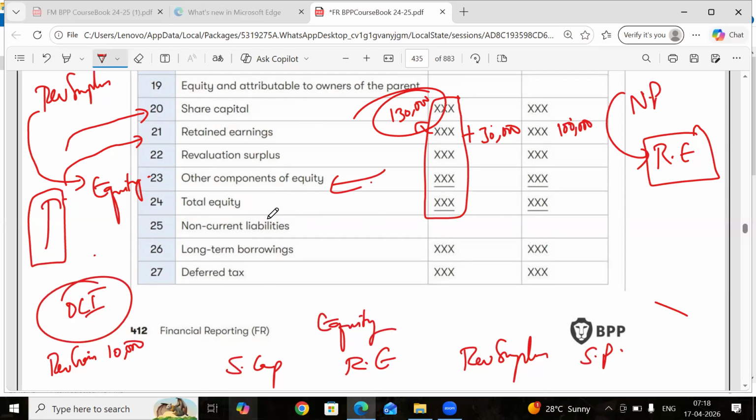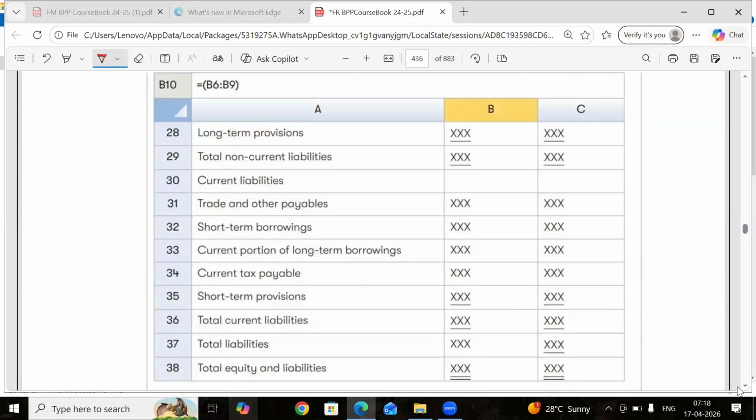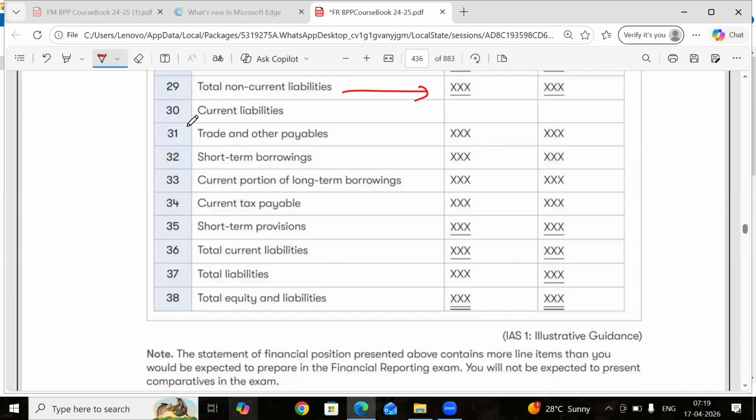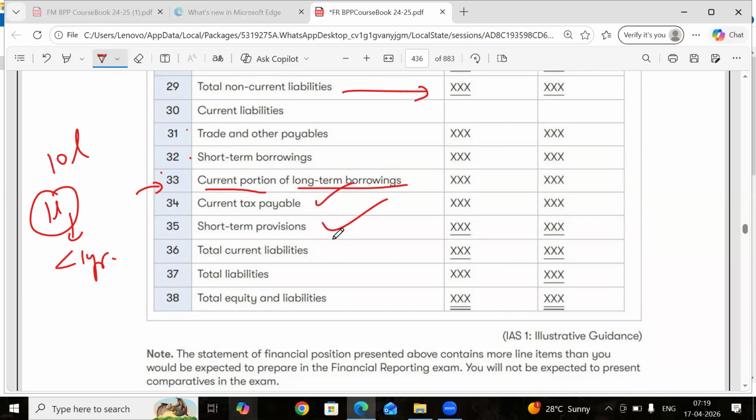Then we have non-current liabilities, which has long-term borrowings, deferred taxes, any long-term provision created. We have the total of long-term or non-current liabilities, and current liabilities, which you have to settle in 1 year. Trade and other payables, short-term borrowings, any long-term borrowing which is, let's say, 10 lakhs. Of that, a current portion of 1 lakh you have to settle within 1 year. Then the current portion of long-term borrowings is also a current liability. Any current taxes payable, short-term provisions, total of current liabilities.